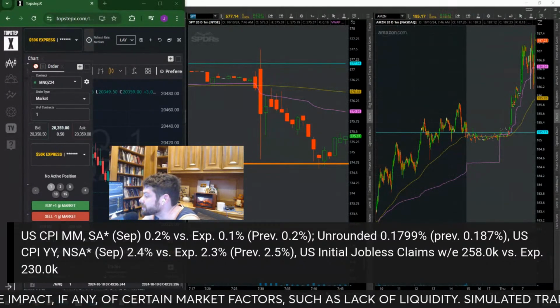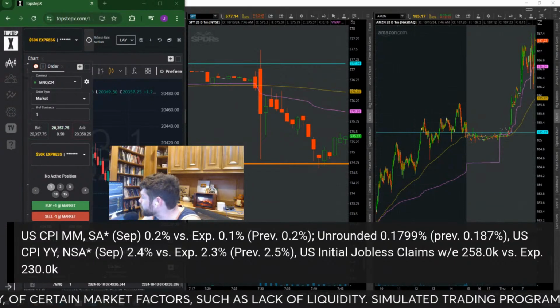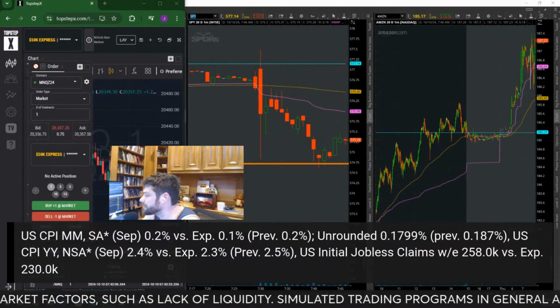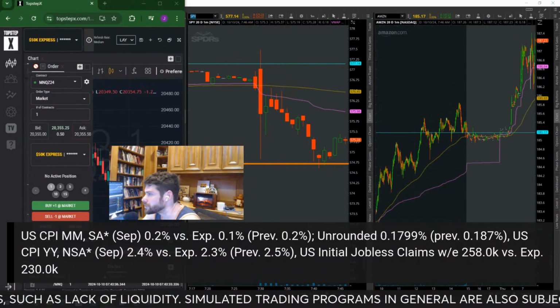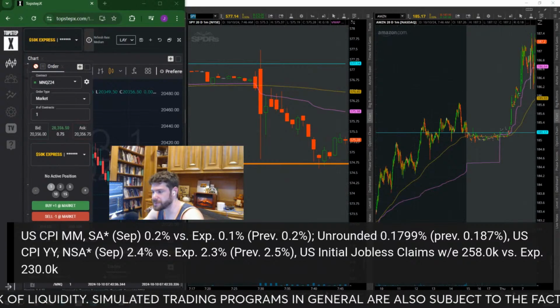Big data is coming tonight. We got the Tesla robotaxi event. That's a massive report. So the robotaxi event is huge today. It's absolutely huge.